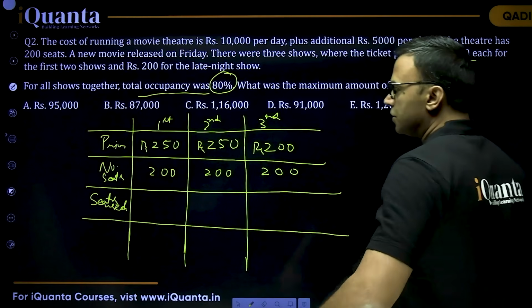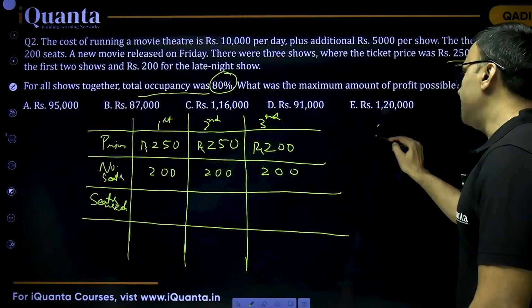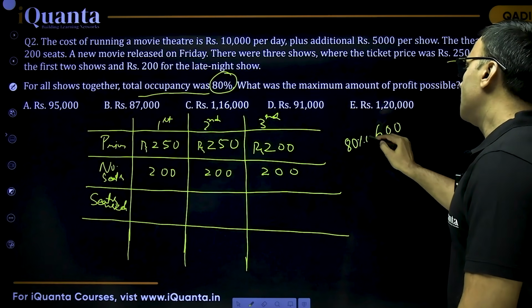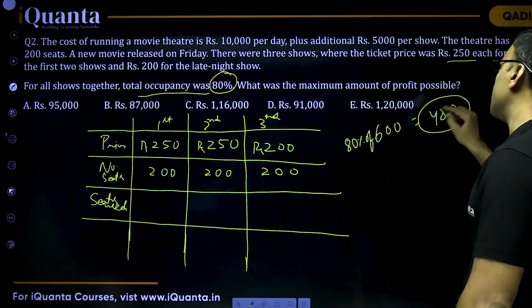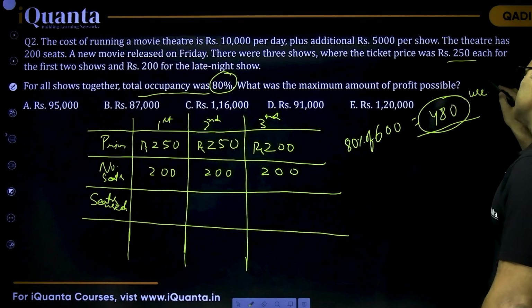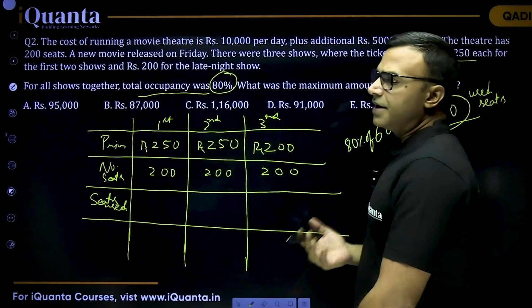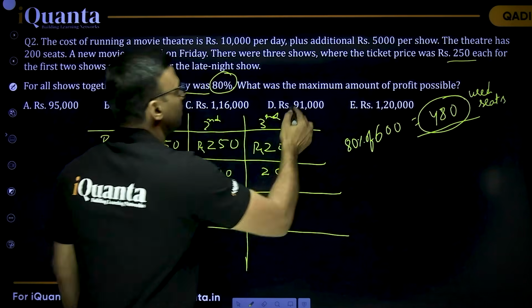You see, the total number of available seats, all 3 shows together, should be 600. Now 80% of this 600 is 480. So during the whole day, all 3 shows combined together, the number of used seats is 480. So that means the number of sold tickets is 480, right? Now, we want to find the maximum amount of profit.